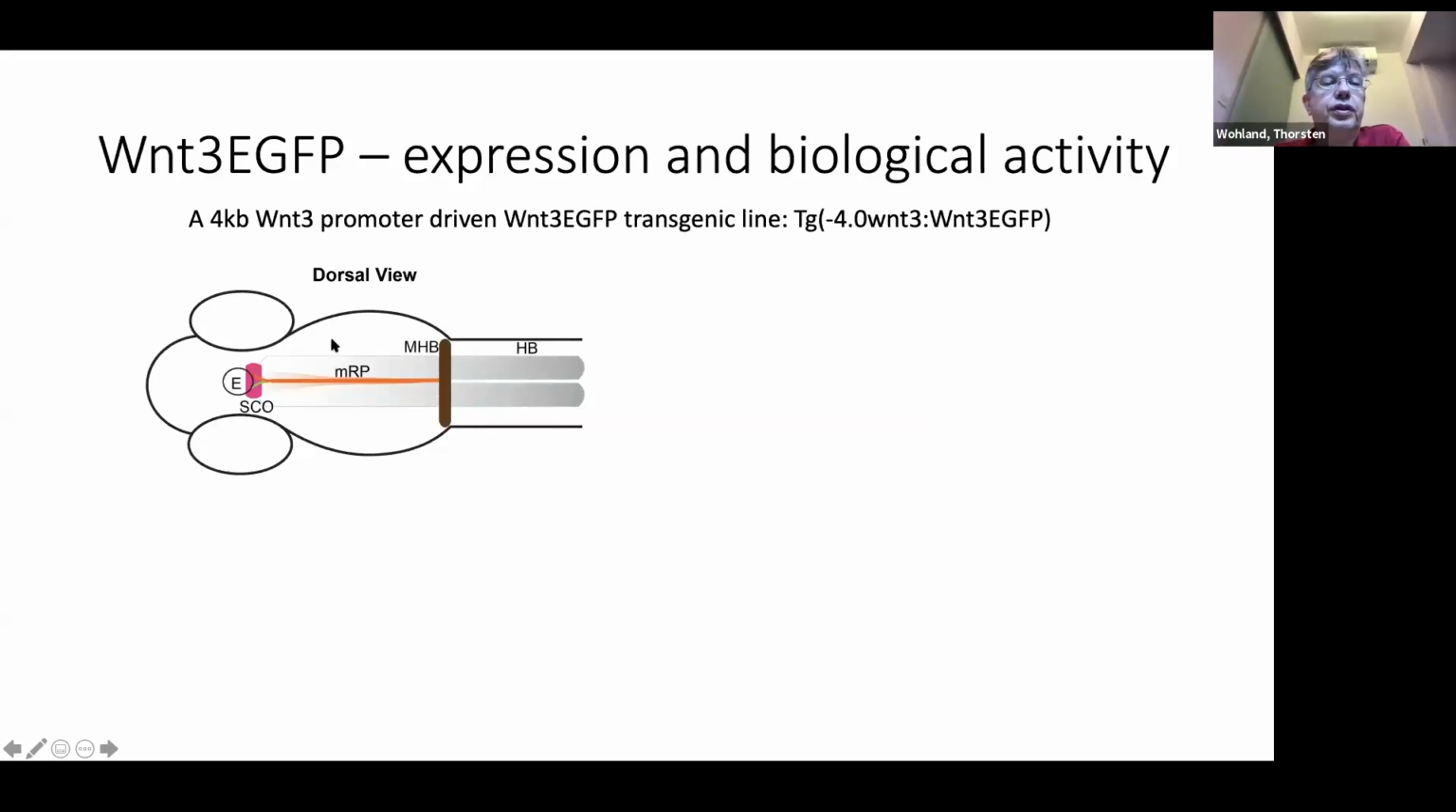So here, for your orientation, that's a zebrafish with eyes. We have here the midbrain-hindbrain boundary, that's very important for us. Here's the hindbrain, and here we have the roof plate.